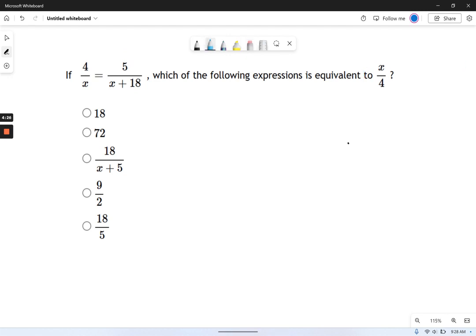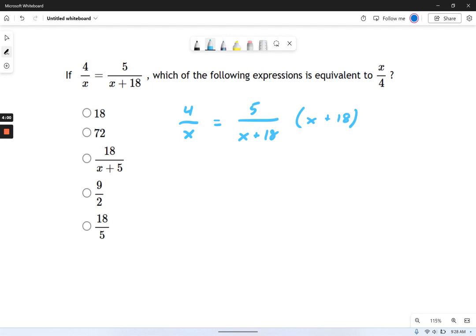So we're going to have to do a little more work with this and try to figure out what x over 4 equals. The way I'm going to suggest doing this is to do a little algebra and figure out what x is first. If we know x, we can find x over 4. So let's try that. I'm going to start off with this equation, 4 over x equals 5 over x plus 18. And I'm going to do something called cross multiplying, which is basically this.